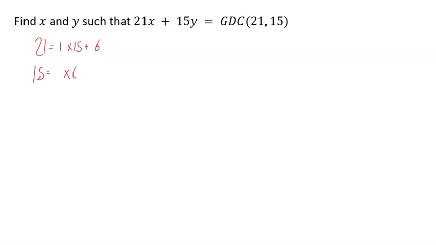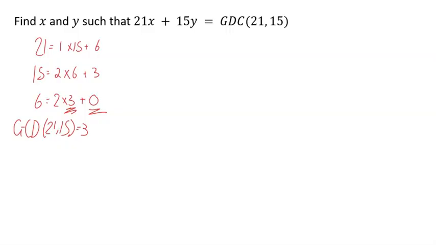Next, we figure out 15 as something times 6 plus a remainder. Well, 15 is equal to 2 times 6, which gives me 12, plus my remainder of 3. Still a remainder, so we move on from there. 6 is going to equal something times 3 plus a remainder. Well, 6 is equal to 2 times 3 plus a remainder of 0. So that means the 3 is my greatest common divisor. My greatest common divisor of 21 and 15 is equal to 3.